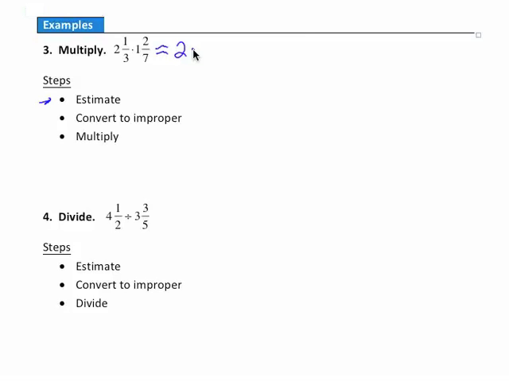1 and 2/7. Half of 7 is 3.5. Well, 2/7 then is less than halfway. So 1 and 2/7 is going to round to 1. So 2 times 1 is 2. So when I get to my final answer here, it should be somewhere close to 2.